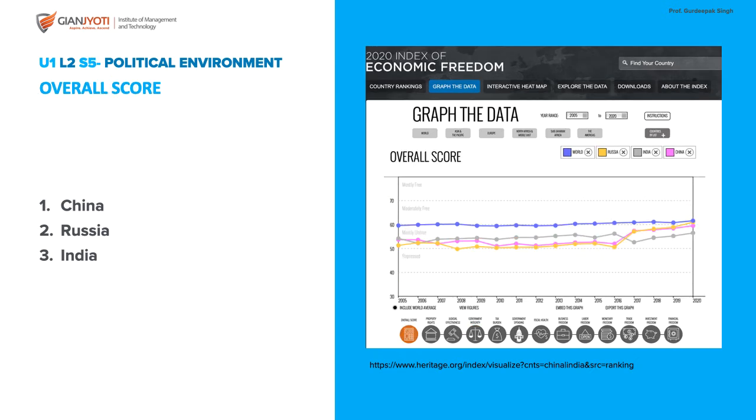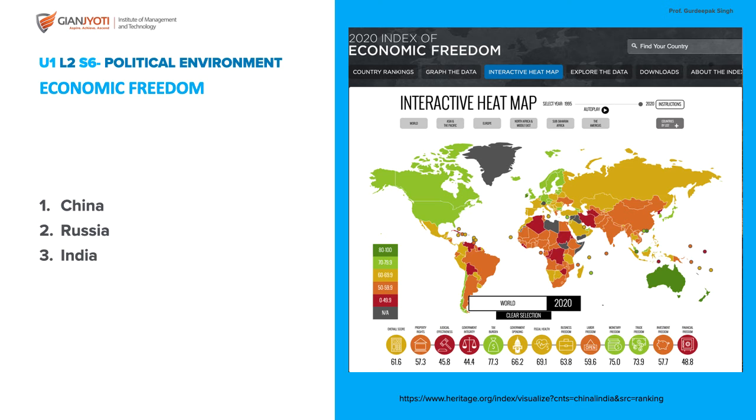If you look at the overall score, the three countries have been going almost the same, between 50 and 55. But all of a sudden from 2016, Russia and China have taken a good jump in terms of the overall score of economic freedom, whereas India from 2016 has gone down and is trying to pick up with China and Russia. Now this particular graph is very interactive.